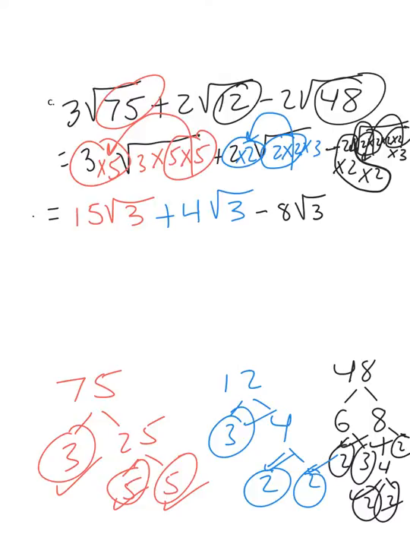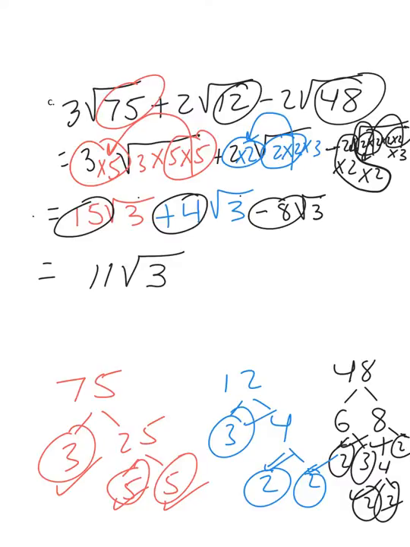And now that we simplified our square roots, take a look at our square root symbols. We have just the same number, 3, under all of them, so now I'm allowed to add and subtract them. So if I do 15 plus the 4 in front, those numbers in front I'm only looking at, I get 19, minus the 8 gives me 11, and just bring down the square root of 3's, that's what we're counting. So 11 square root of 3 is my final answer.